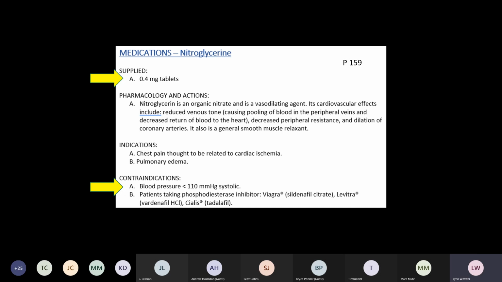Indication is chest pain thought to be cardiac related and pulmonary edema. In pulmonary edema, you're trying to get the effect of the venous pooling, decreasing the preload. Now, contraindicated blood pressure less than 110, so that's a MAP of 65. Patients taking phosphodiesterase inhibitors, Viagra, Levitra, Cialis, etc. And a lot of people know it only by the brand name, not by the generic name. So you have to be aware, just to ask that. A lot of times they forget to tell you.